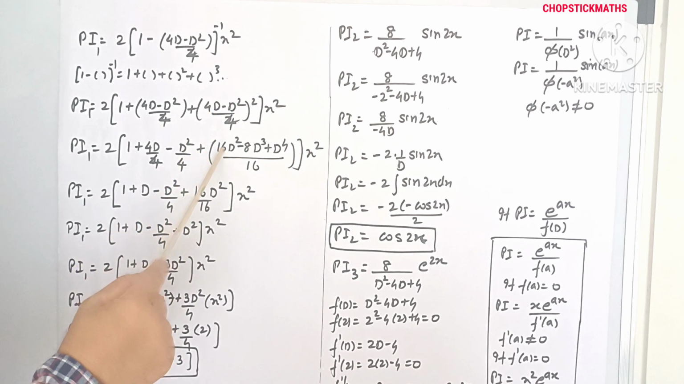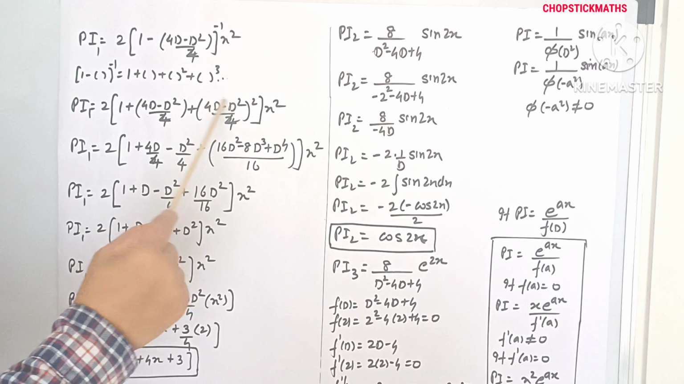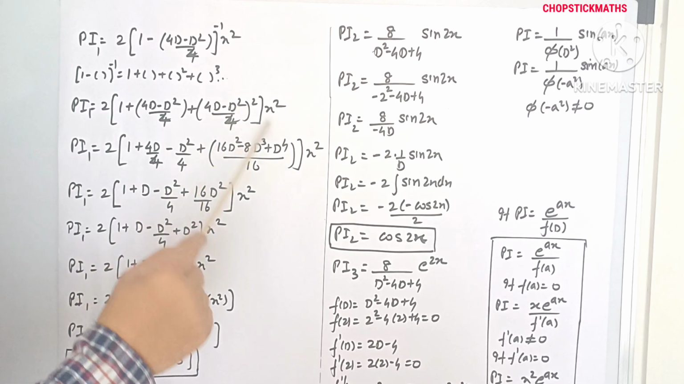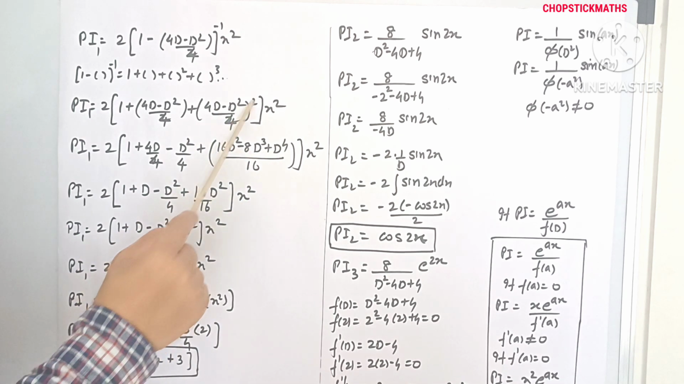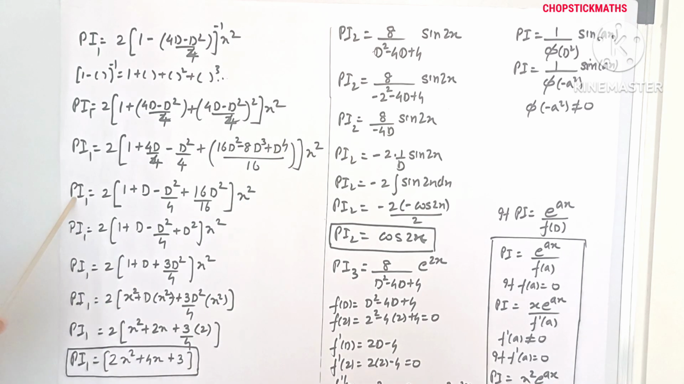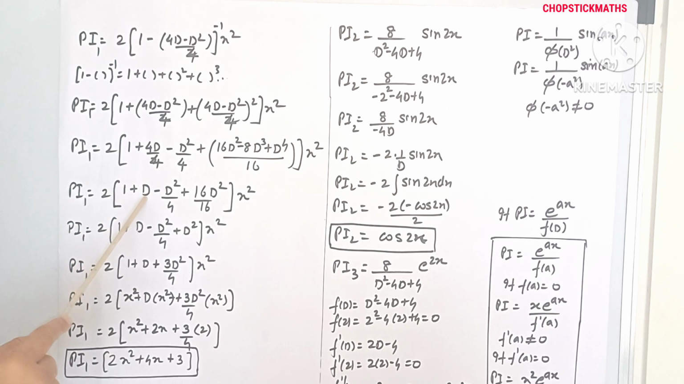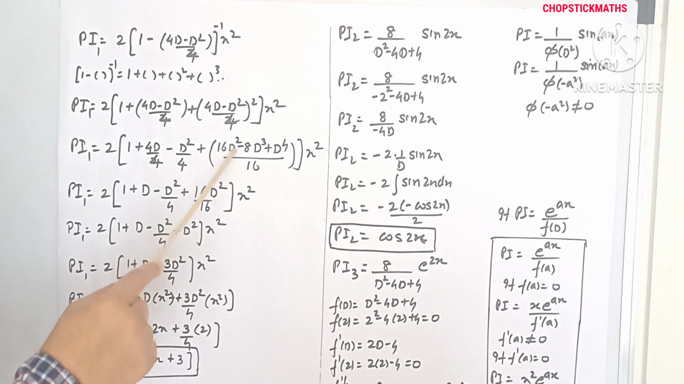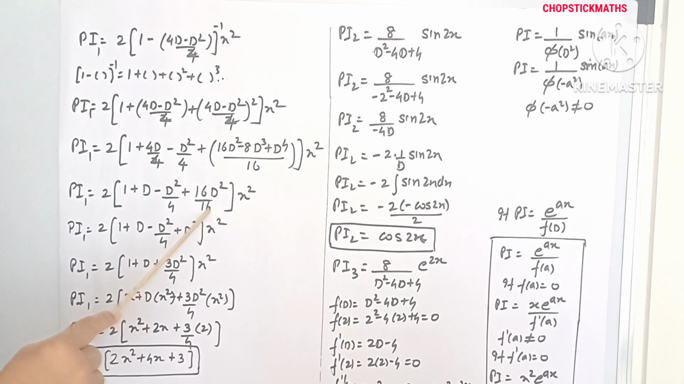So that would be (16D² − 8D³ + D⁴) upon 4², which is 16, into x². Now PI would be 2 into (1 plus 4 and 4 would cancel. So this would be 1 + D − D² upon 4 + 16D² upon 16).